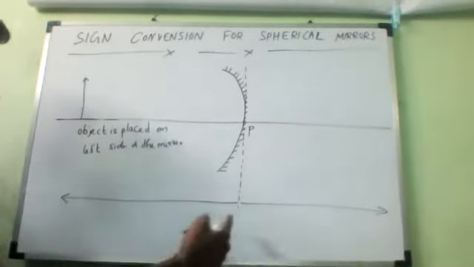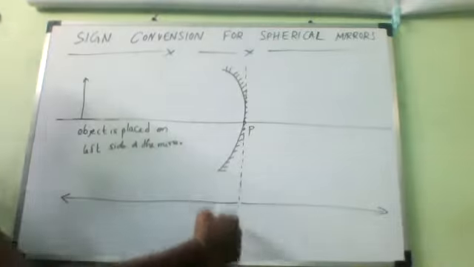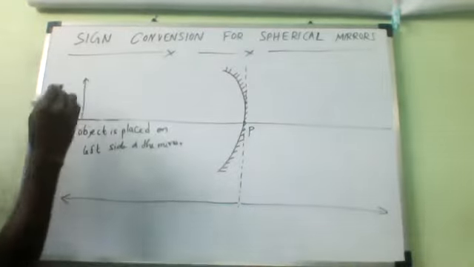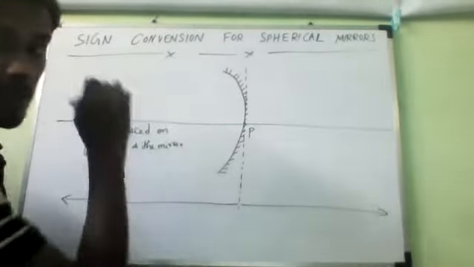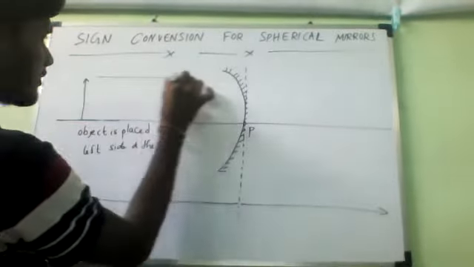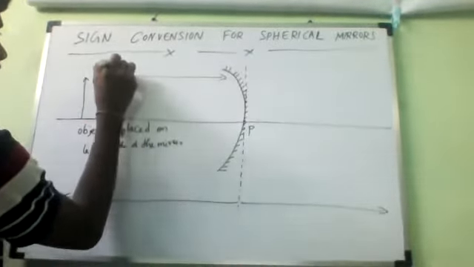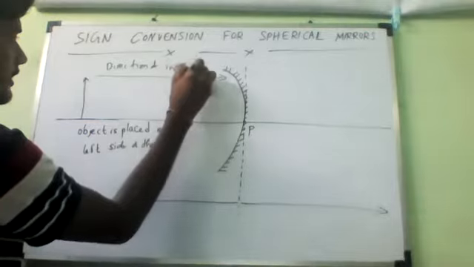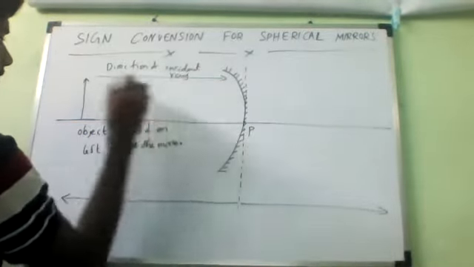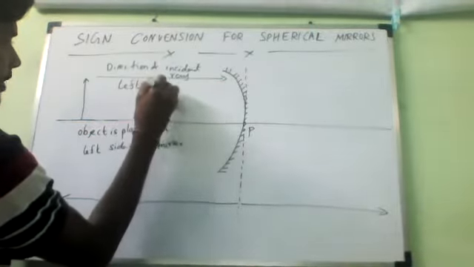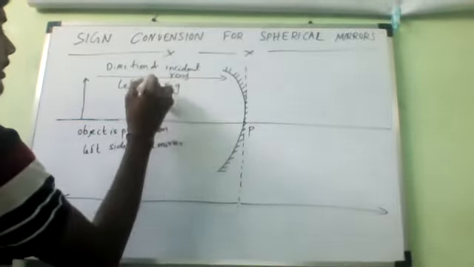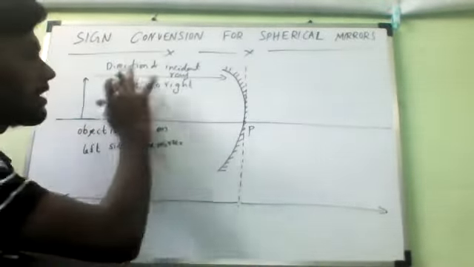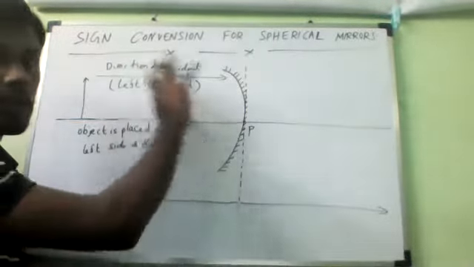Now when we are moving in this direction from that point P, we are moving against the direction of the incident ray. If you are placing the object here, then the direction of the incident ray is like this. This is the direction of the incident ray, which means it is left to right. Always remember, we insert the incident ray always from left to right.